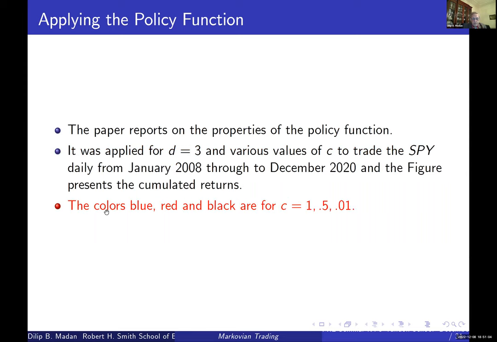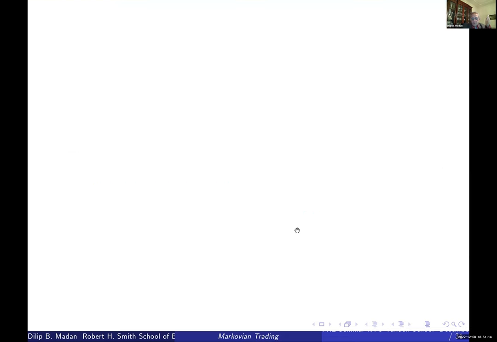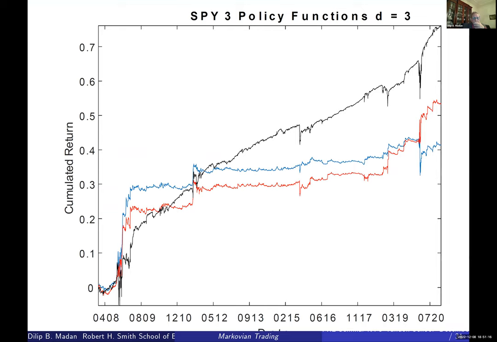So we took C equal to 1.5 and 0.01, gamma equal to 0.25. And so those were the values that we first trained on 2020. And this was the cumulative return.